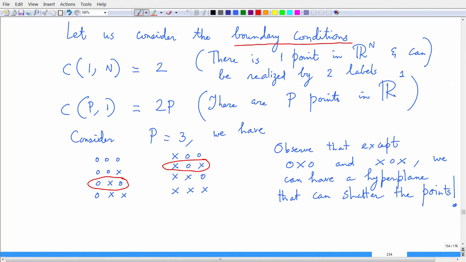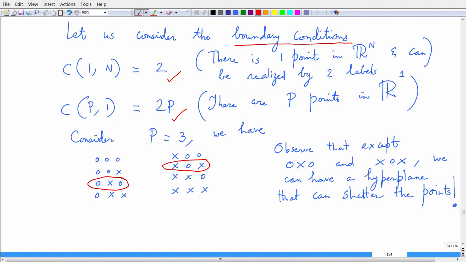The second condition is C of p comma 1 equals 2p. That means we have p points in R^1, that is, in one dimension we have p points, and the number of dichotomies that we can have is basically 2p. This is an important boundary condition, and we will see this result through an example. The result is pretty straightforward. By construction you can arrive at 2p. So, let us take p equals 3.